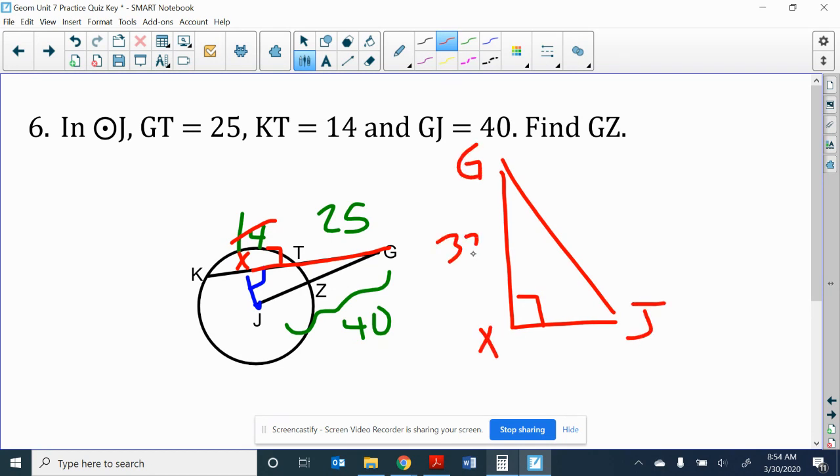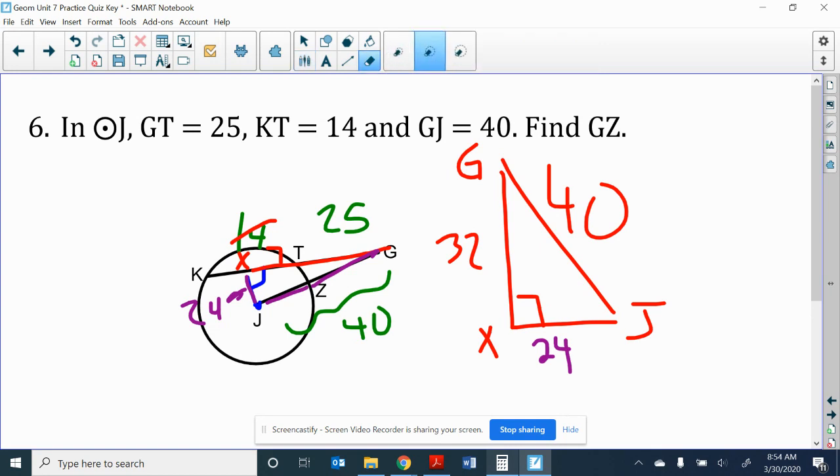So GX is 32, GJ is 40, and what is JX going to be? Well, this is a 3, 4, 5. This is 4 times 8. That's 5 times 8. So this side has to be 3 times 8, which is 24. So that is 24. But the question is asking to find GZ. So what I'm going to do is find out what the radius is and then subtract that from 40.